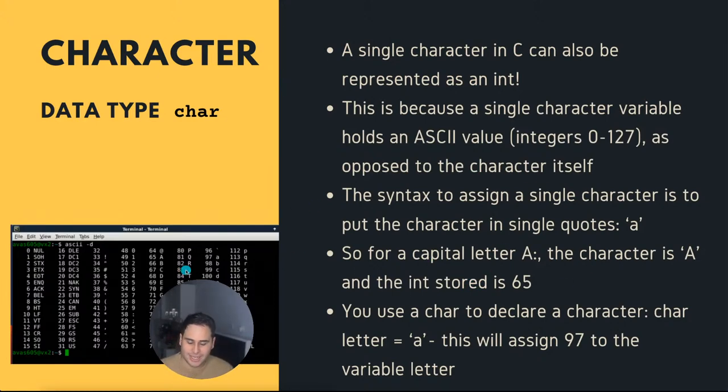This integer to character mapping is described in what's called the ASCII convention. So basically it's agreed that 65, for example, is always the capital letter A in any environment if you're using ASCII, which we almost always do.